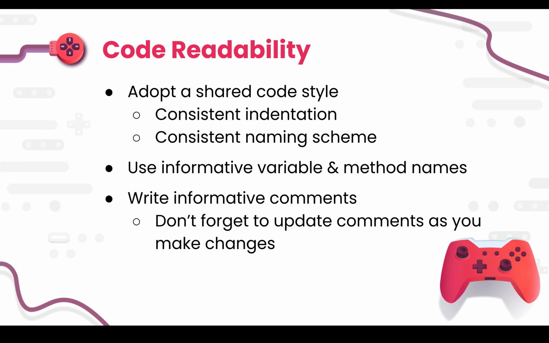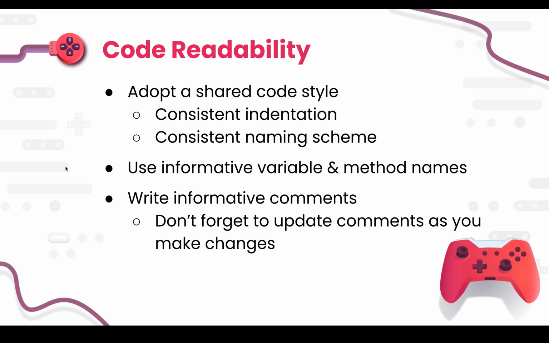Our next topic is code readability. In terms of code readability, you want to be able to read both your own code and other people's code. So you want to adopt a shared code style so that it's as easy as possible for you to understand each other's code when you're working with other programmers, which is often the case in video game development. Some particularly important parts of a shared code style include consistent indentation, which helps highlight control flow, and a consistent naming scheme, which can help differentiate between variables and methods and their level of accessibility.